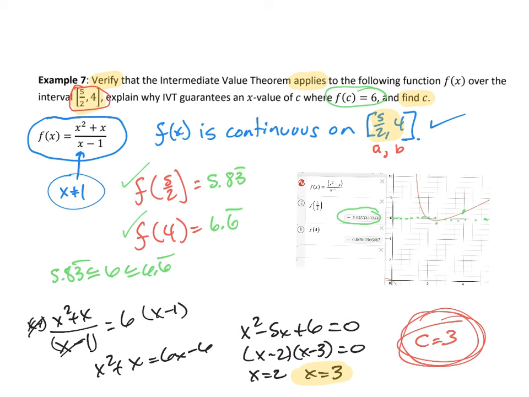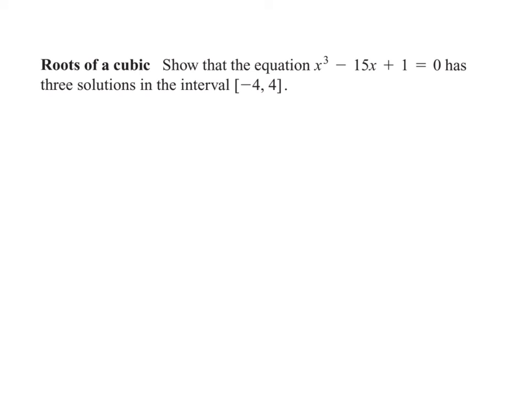Just want to wrap this up on our last slide here with a little general discussion for how you'll solve some of our problems. In this problem, we're asked to show that this equation, x cubed minus 15x plus 1 equals 0, has three solutions in (negative 4, 4). Three solutions means it's going to cross the x-axis in at least three places in this interval, negative 4 to 4.